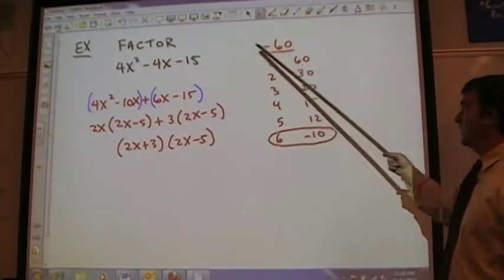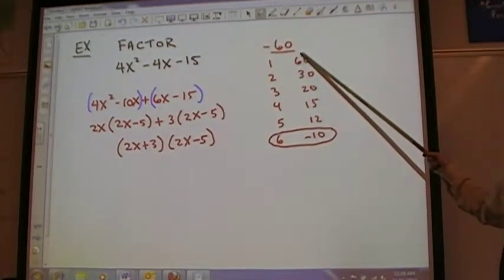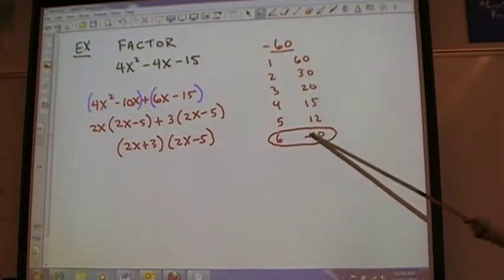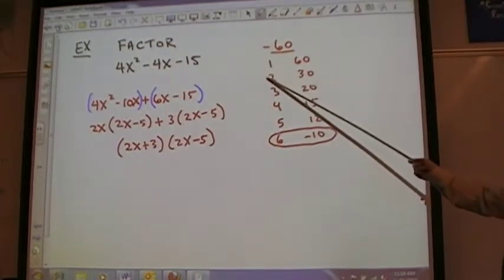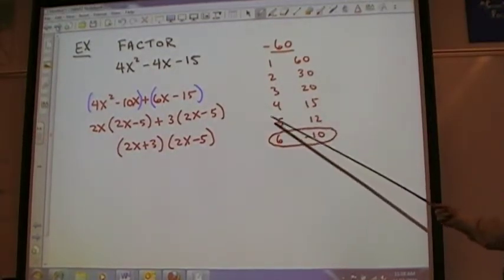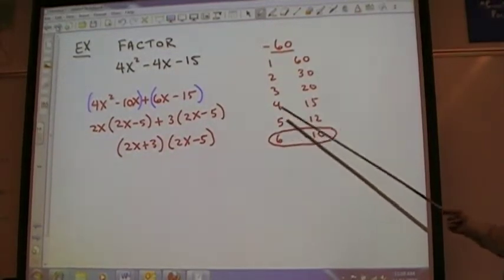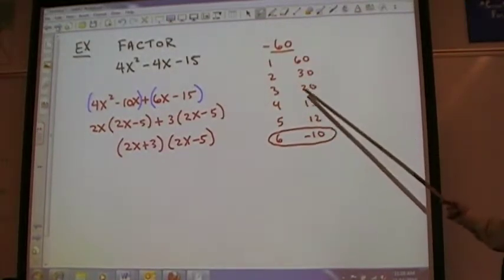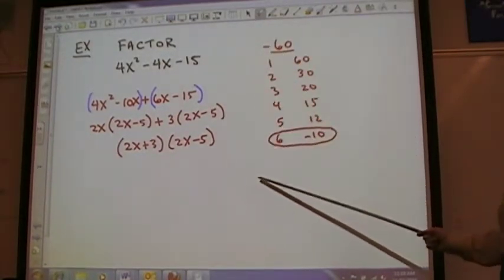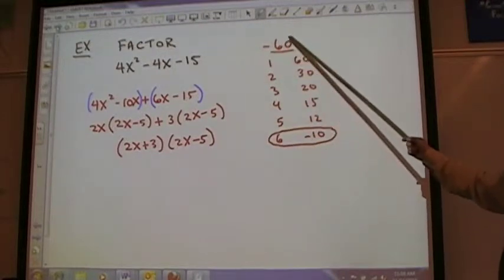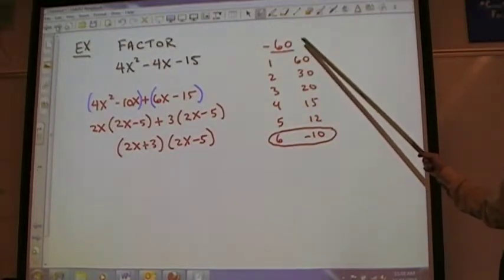Multiply A times C to get negative 60. List all the factors of 60: 1 and 60, 2 and 30, 3 and 20, 4 and 15, 5 and 12, 6 and 10. Then determine which set of factors, and I know one of these columns has to be negative to give me a product of a negative. Do I get that?